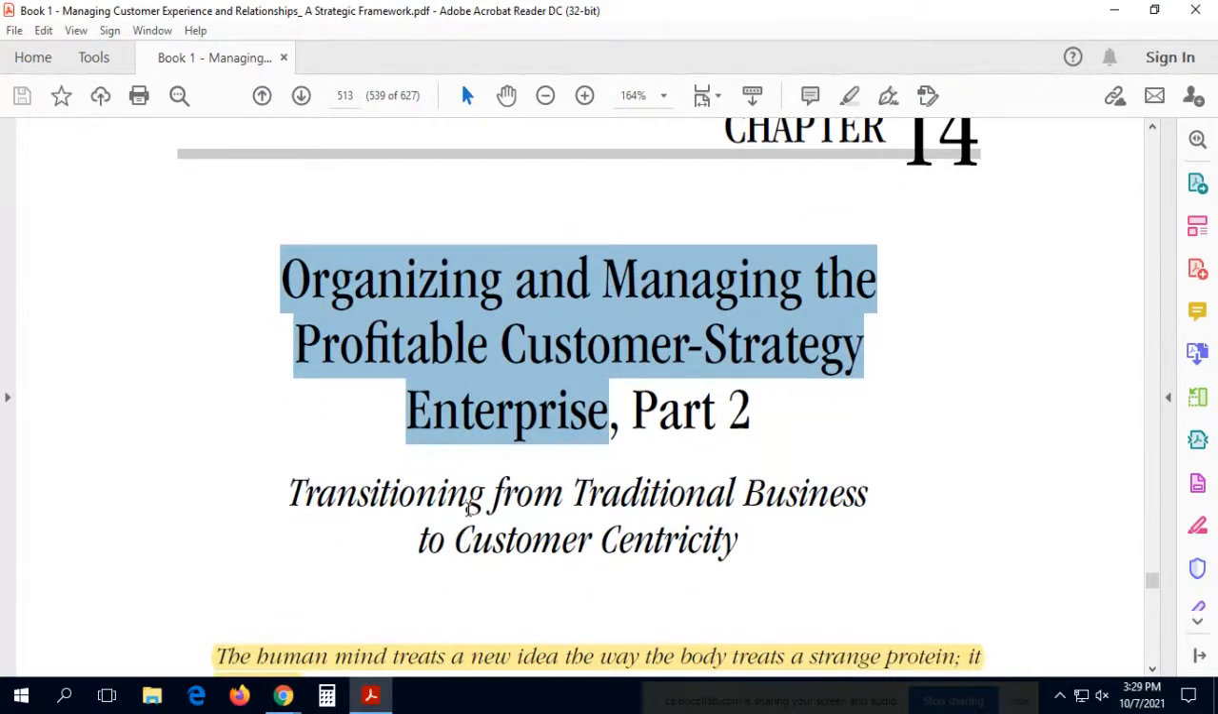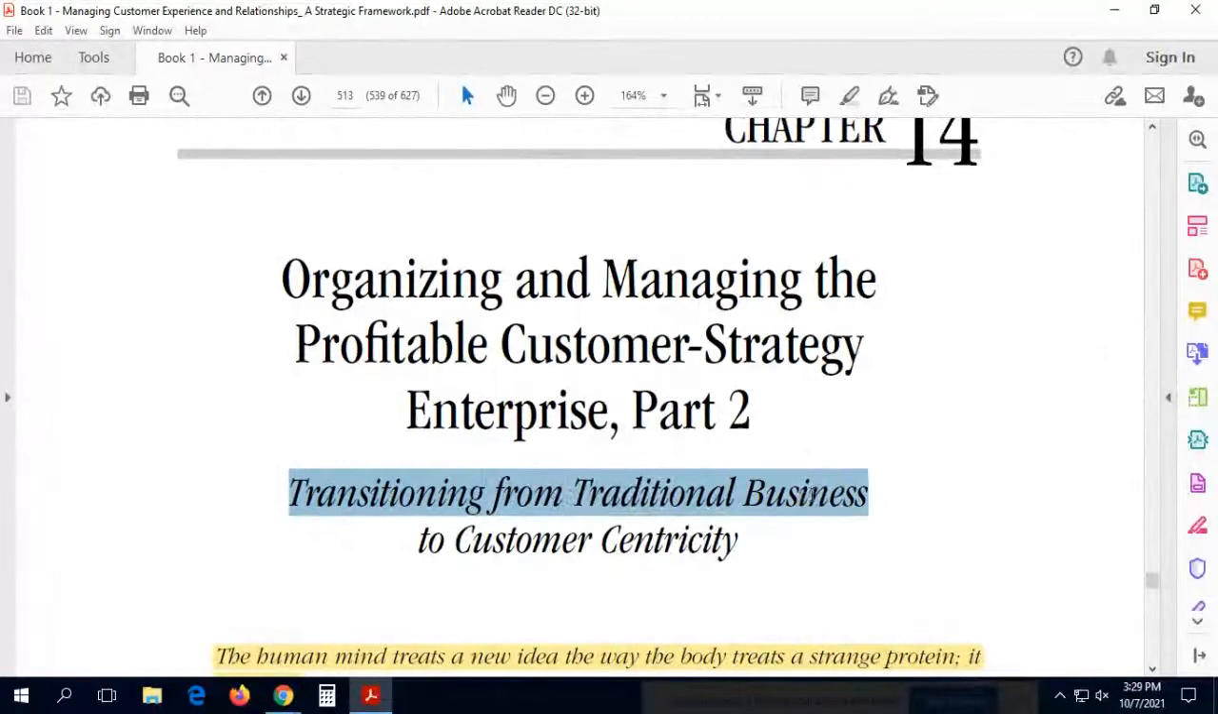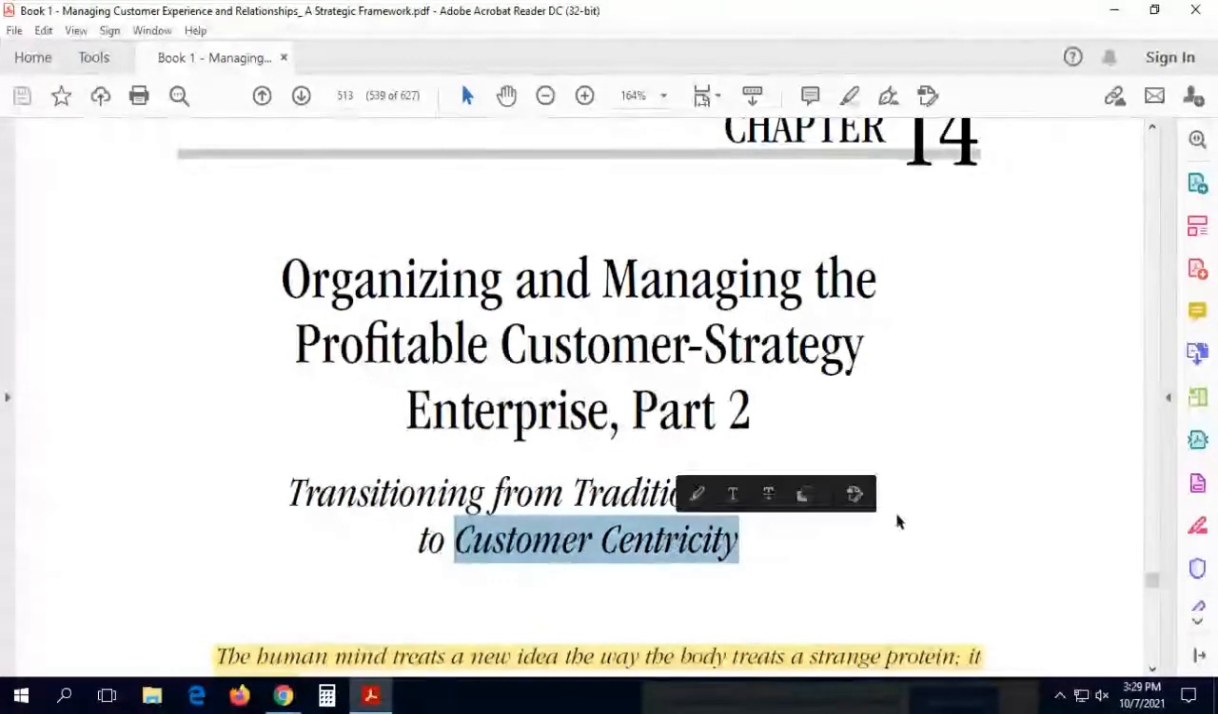Yeah, so for example, transition from traditional business to customer centricity. You want to ensure that the customer is in the center. Customer well-being is in the center, not the traditional business. So reflect on the examples which we gave earlier.